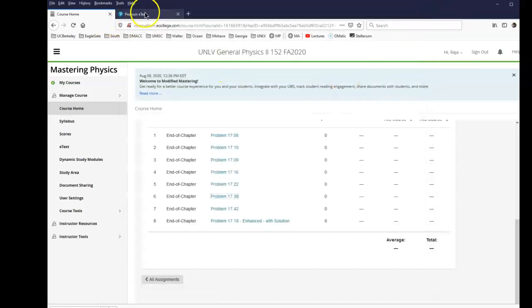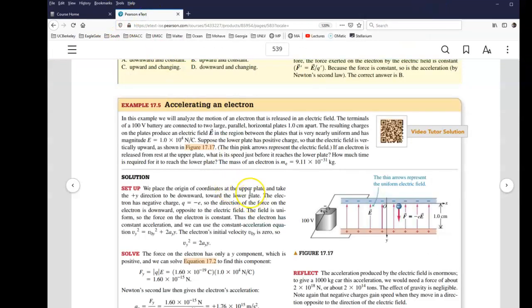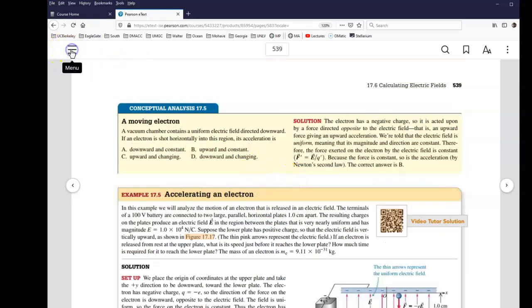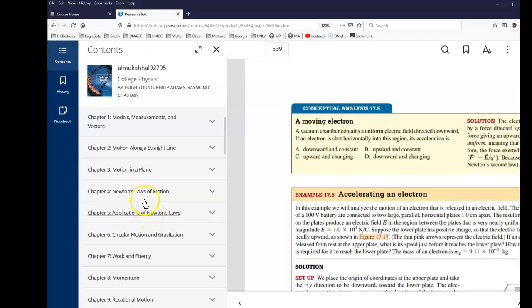Well, let me just go to the book. I think it's better if I just use the book, because the ones on Mastering have different data. You see what I'm saying? It's the same identical problem as the book, but just with different data. And if you remember how to get to the problem from the book, you just go.